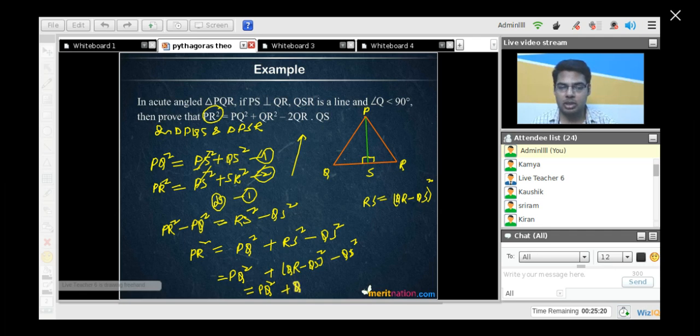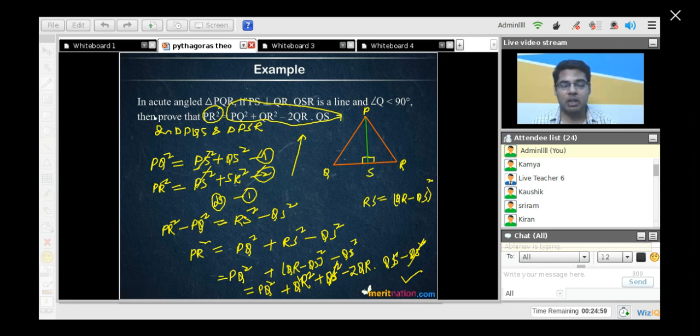Plus A square, that is QR square, plus B square, that is QS square, minus twice of AB, QR into QS. And finally here we have minus QS square. So this will get cancelled out and finally you get this way. Right? So this is what we have got. Hence proof. Anyone having any doubt? So PQ square plus QR square minus 2 QR into QS. Any one of you? Okay, fine.